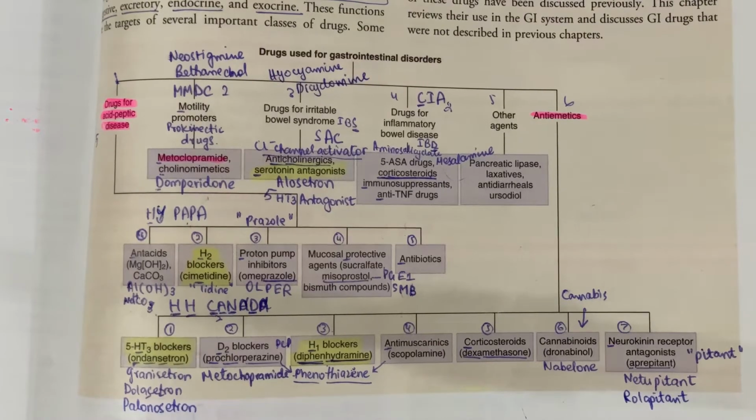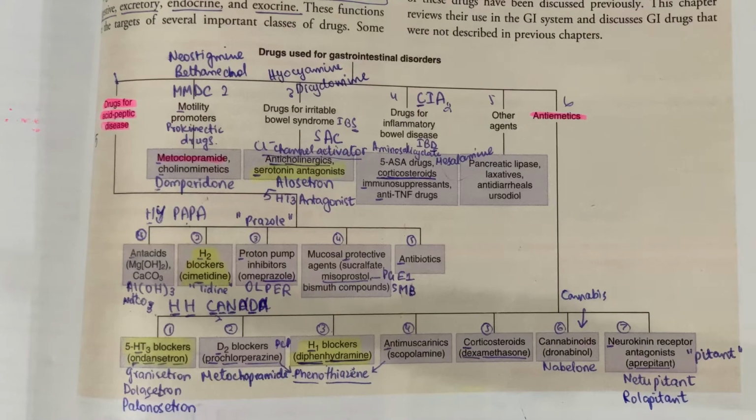Then we have drugs for inflammatory bowel disease, IBD. The mnemonic is CIA: C for corticosteroids, I for immunosuppressive agents, A for 5-amino-salicylic acid drugs, and A for anti-TNF drugs. The 5-ASA drugs include mesalamine. Other agents include pancreatic lipase, laxatives, antidiarrheal drugs, and ursodiol.